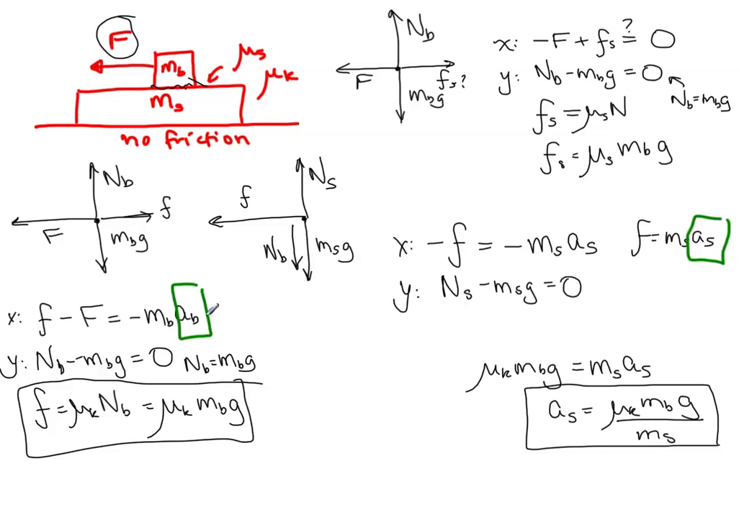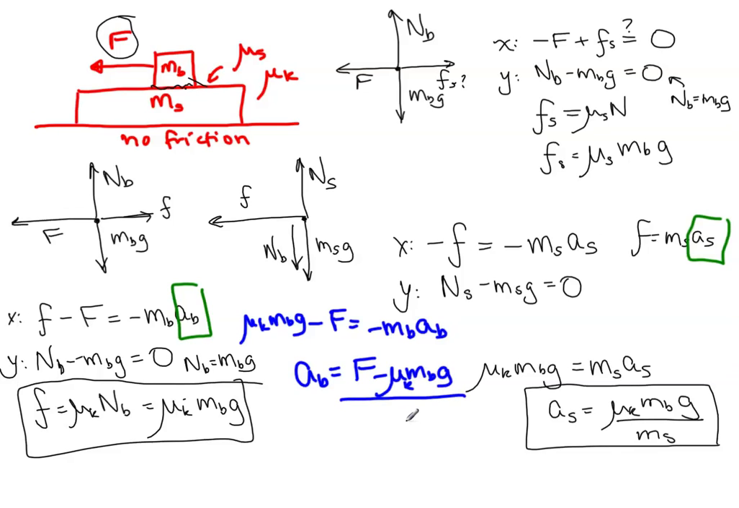And then to find the acceleration of the block, we look at this equation. We know everything in here except for the friction, and the friction is this. So I can rewrite this. Instead of F, I'm going to write mu sub k, mass of the block, times gravity. That's friction. Minus the pushing force is equal to minus mass of the block, acceleration of the block. And I can solve that. Acceleration of the block is equal to the pushing force minus the friction, that's mu sub k mass of the block times gravity, over mass of the block. And there you go.